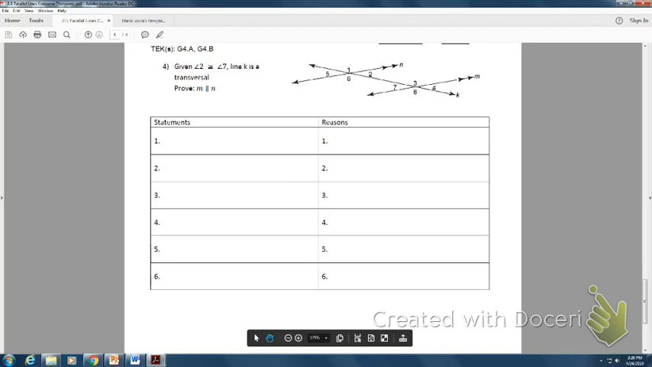Given angle 2 is congruent to angle 7 and line K is a transversal, prove M is parallel to N. Okay, so we know that 2 is congruent to 7 and K is a transversal. So I'm going to write that in line 1. The reason being given. Okay, somebody give me something. Using those angles that are congruent. Somebody give me something.